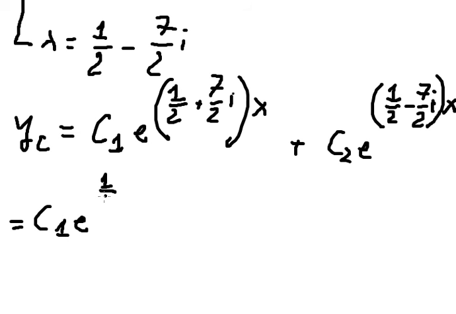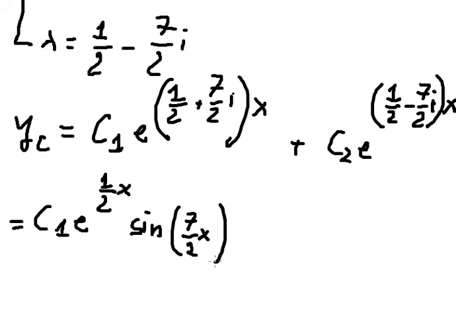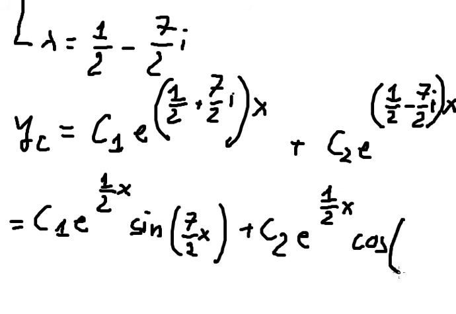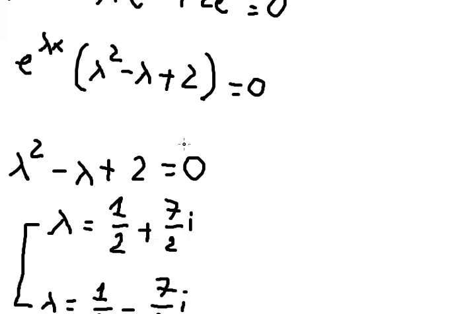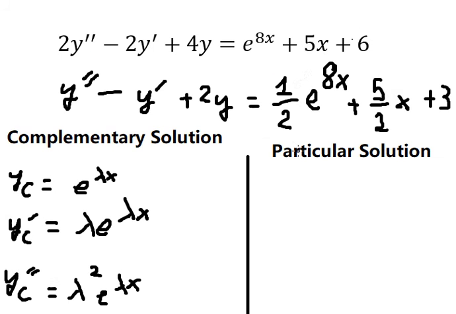In this situation, we can write in the new way: c1 e to the power of 1 over 2x sine 7 over 2x, and we have c number 2 e to the power of 1 over 2x cosine 7 over 2x. And this is about complementary solution.